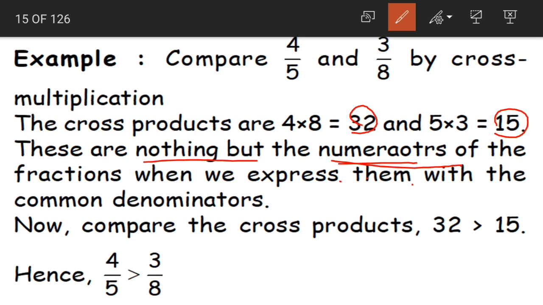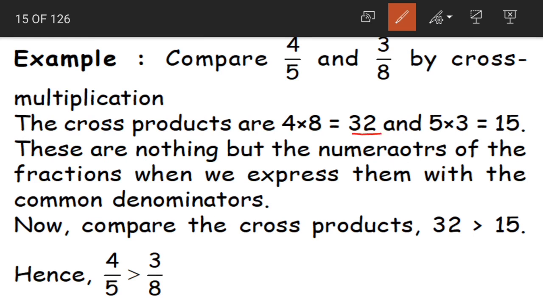Now when we had unlike fractions, what did we do, children? We found out the LCM of the denominators and then we found out the common denominator. After the two unlike fractions were converted into like fractions with common denominators, we compared their numerators. So what they are saying is that these cross products are the same as the numerators that we got after expressing them with our common denominators.